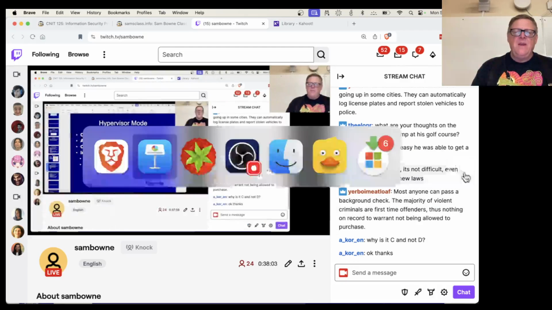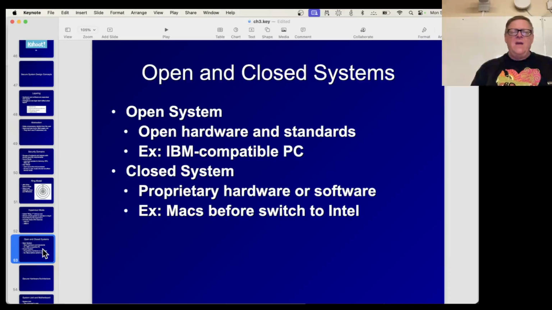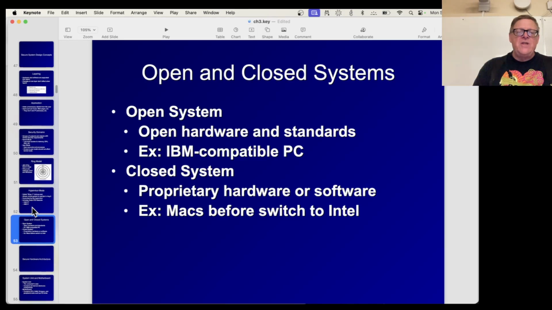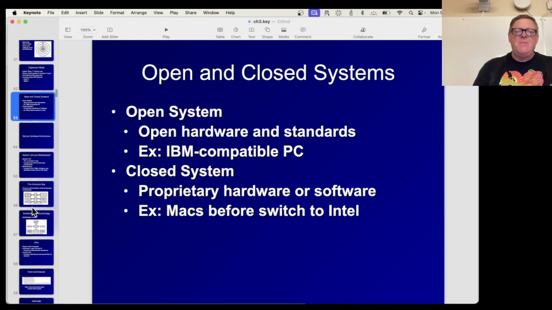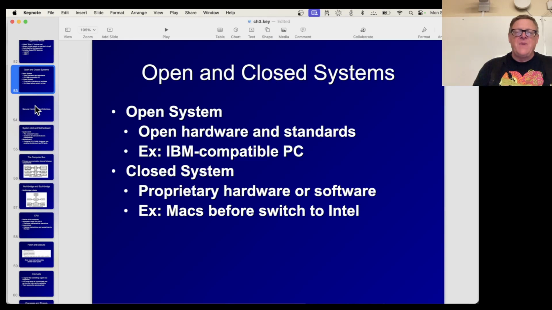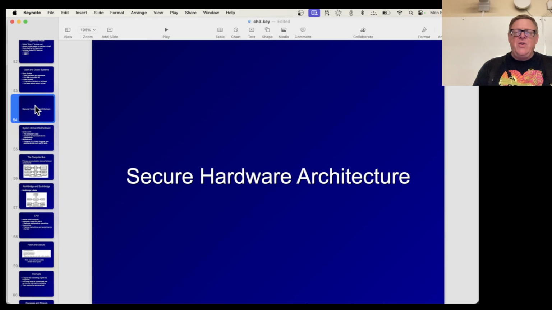All right, so an open system is where the specifications are published so anybody can understand it. IBM did this, so anybody could make an IBM-compatible PC. A closed system is proprietary, and Macs in their earlier versions had no serial numbers on the chips, and they kept everything very proprietary and secret. And then there's secure hardware.